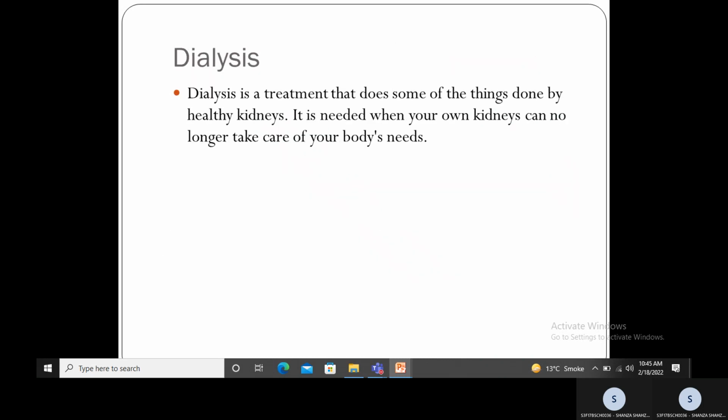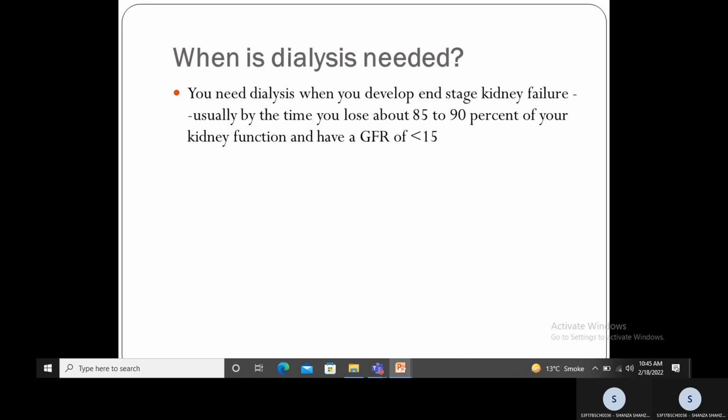The second treatment is dialysis. Dialysis is a treatment that does some of the things done by healthy kidneys. It is needed when your own kidneys can no longer take care of your body's needs. If your kidneys are not working properly, you need dialysis to perform their functions.